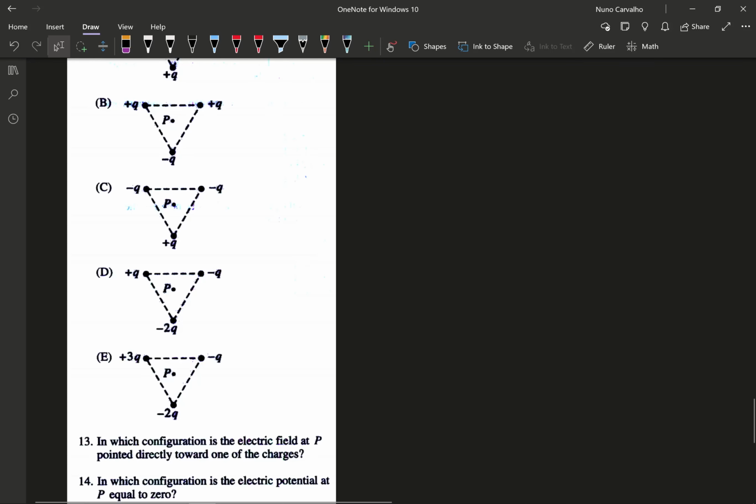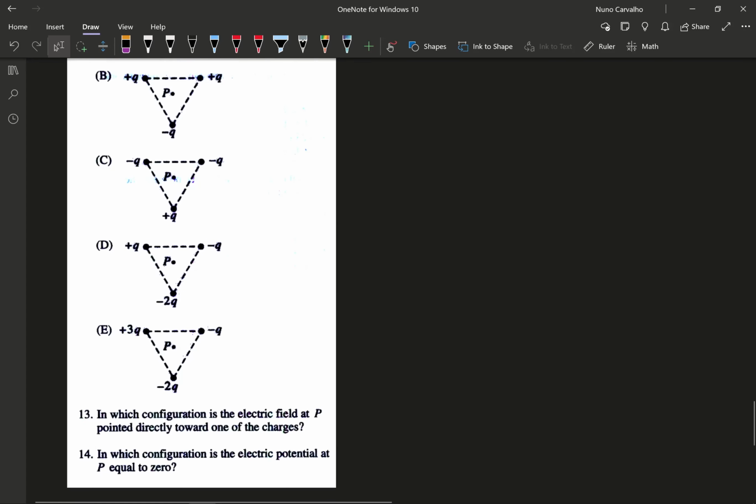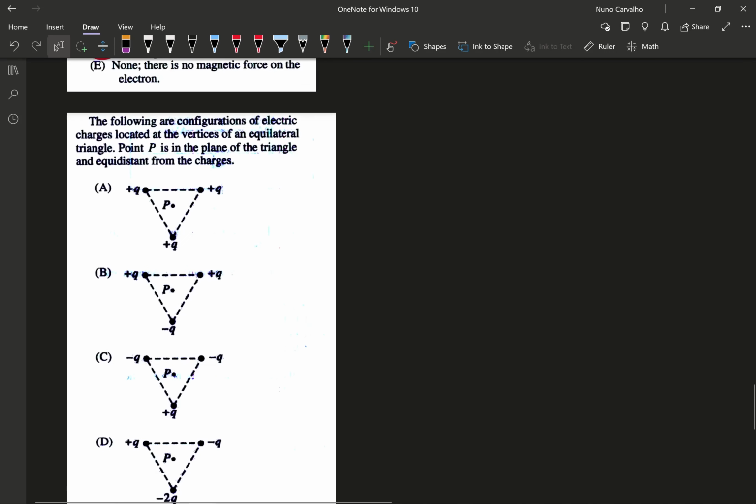For number 13 and 14, we're given 5 charge distributions, and we're asked in 13, in which configuration is the electric field at P pointed directly towards one of the charges? So let's just think about each one here. In A, there's actually going to be no net electric field. All of them from each charge will cancel out. So it's definitely not A.